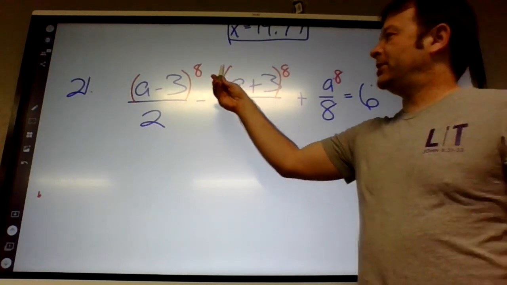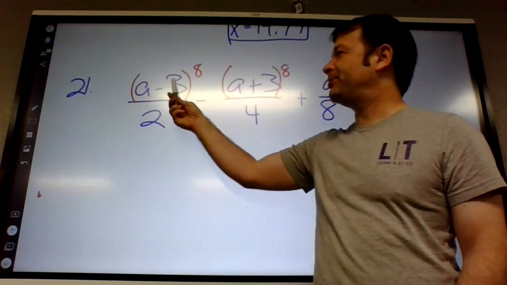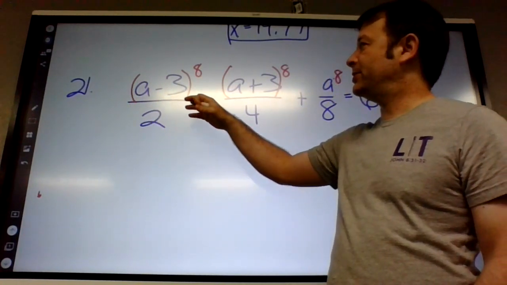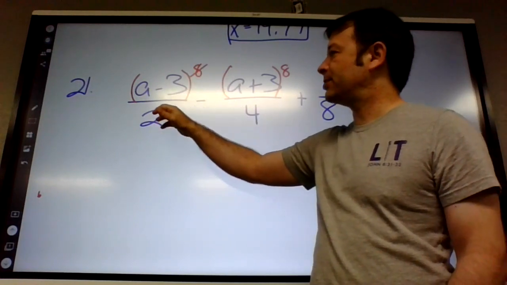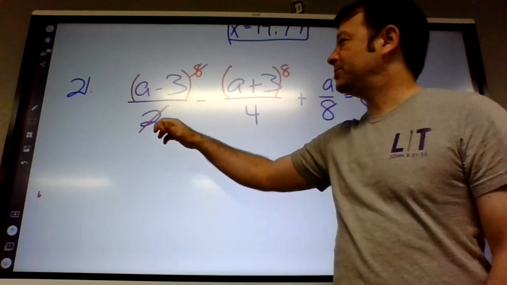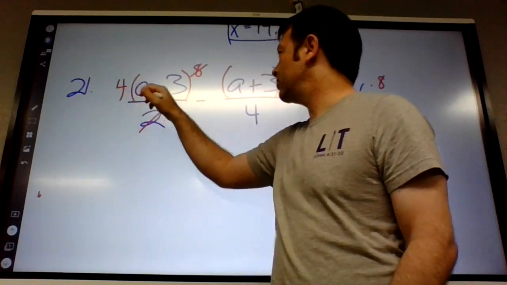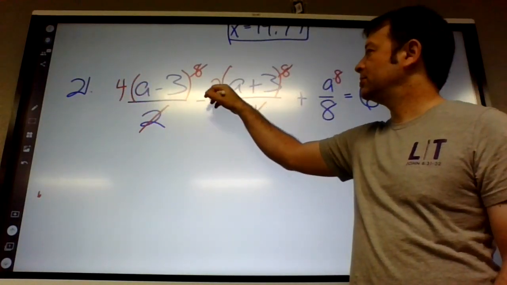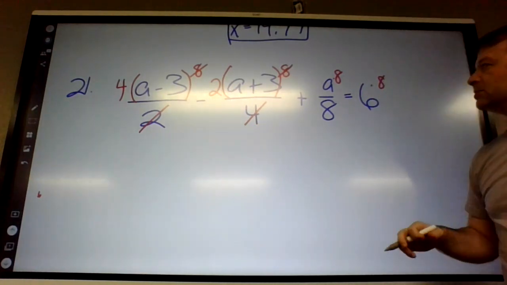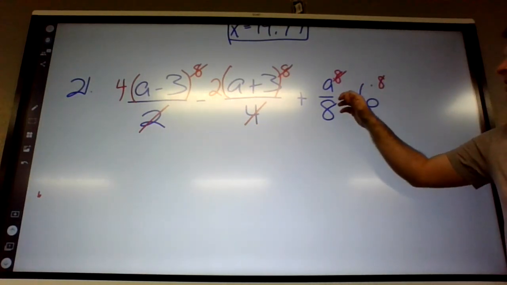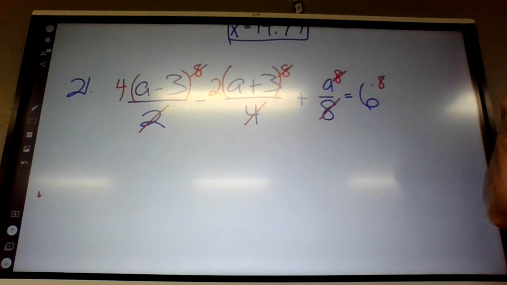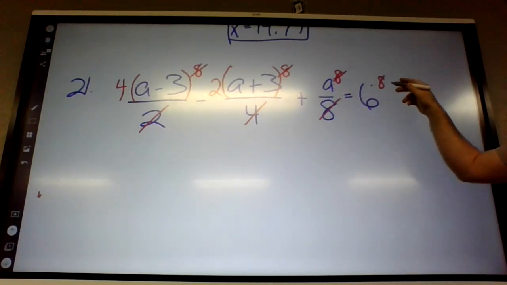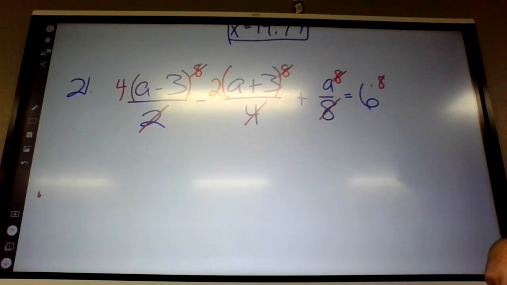Okay, you could multiply 8 times both of these and then divide both of them by 2. That's the harder way to do it. I would divide 8 by 2 first. 8 divided by 2 is 4. 8 divided by 4 is 2. 8 divided by 8 is 1. So there's just one A there. And then that's just 6 times 8.